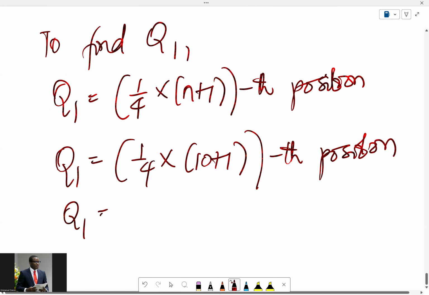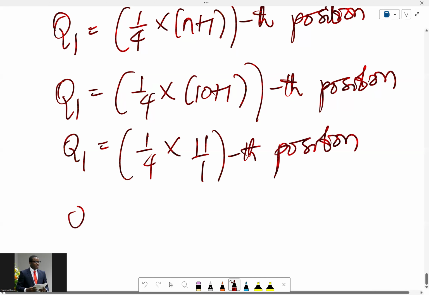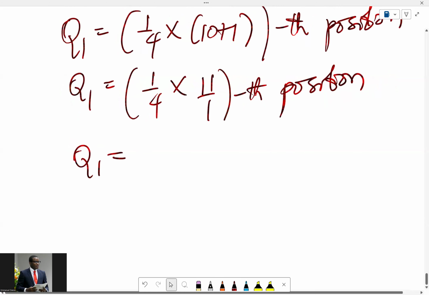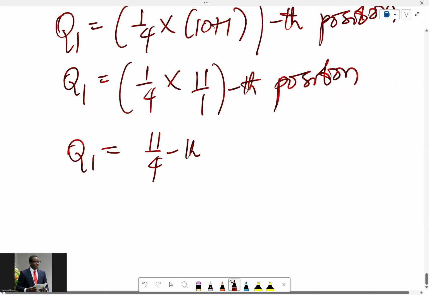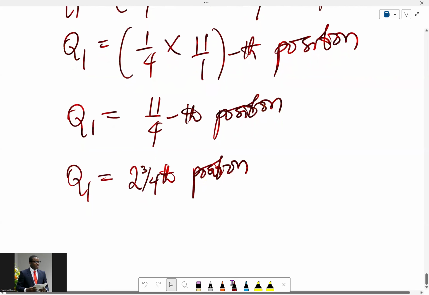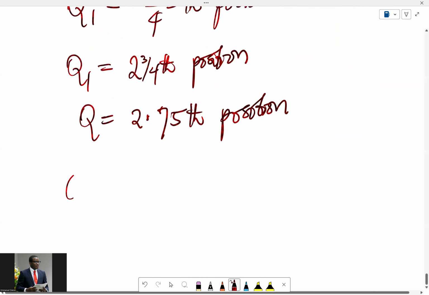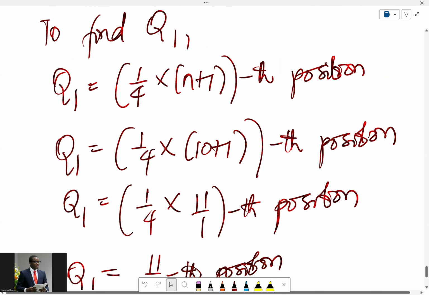Okay. So Q1 is equal to 1 over 4 times 11 over 1. Talking about position still, Q1 is equal to 11 over 4, the 11 over 4th position, which is simply the same thing as 4 into 11 is 2, that's 8, with 3/4 remaining. Of course, to make things more usable, that's the 2.75th position.